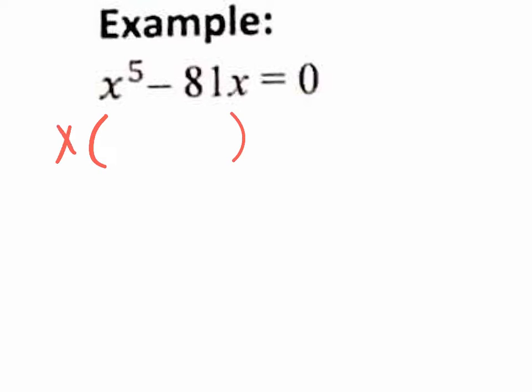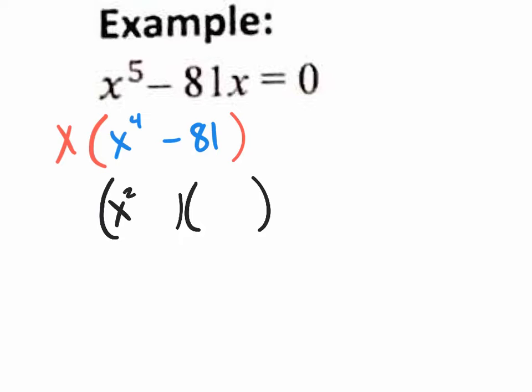GCF. Pull out that x. What do we have left? We have x to the fourth minus 81 with no x. Now, inside the parentheses, we have a difference of two perfect square terms, right? You might not see that, but you can take the square root of x to the fourth, which is just taking 4 and dividing it by 2. And you can take the square root of 81, which is 9. So what you really have is x squared with a 9, x squared with a 9.